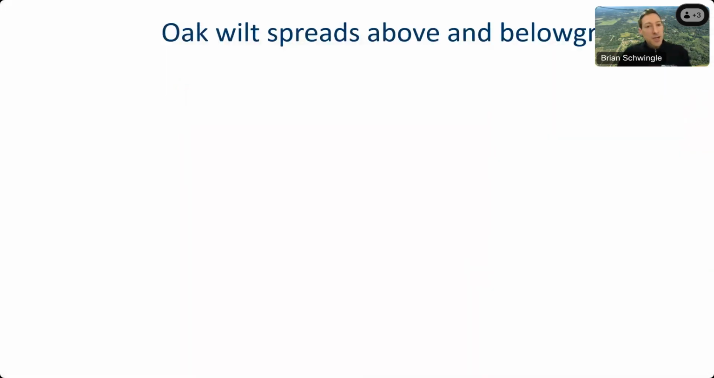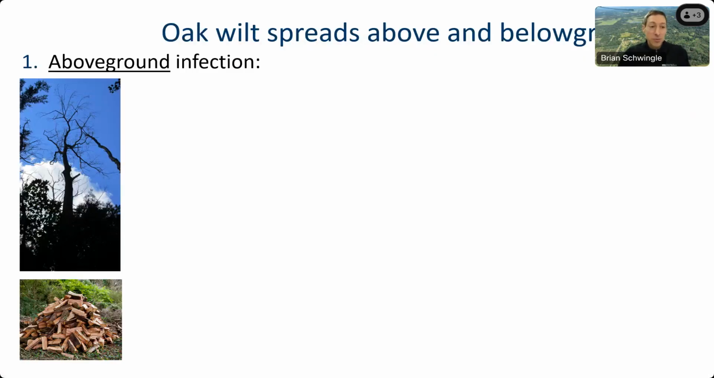So I'm going to cover a little bit about how oak wilt spreads, because it's important to know how oak wilt spreads to know how we can prevent oak wilt. Oak wilt spreads in 2 ways. It spreads above ground and it spreads below ground through the roots. Above ground infection is quite a bit more complicated than how the disease spreads through the root system.